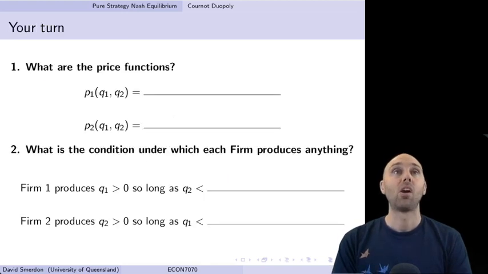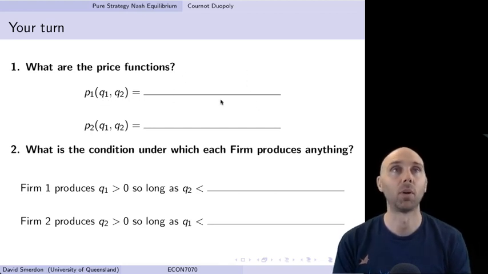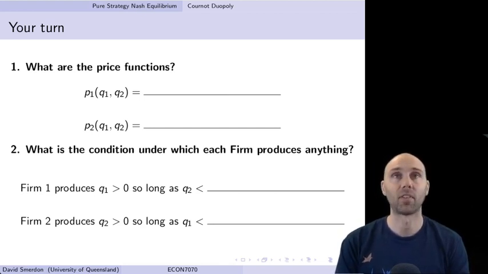So, question 1, what are the price functions? These are written in terms of P1 and P2, and the parameters will be Q1 and Q2. So on the right hand side, we'll see Q1s and Q2s as well as the fixed variables.